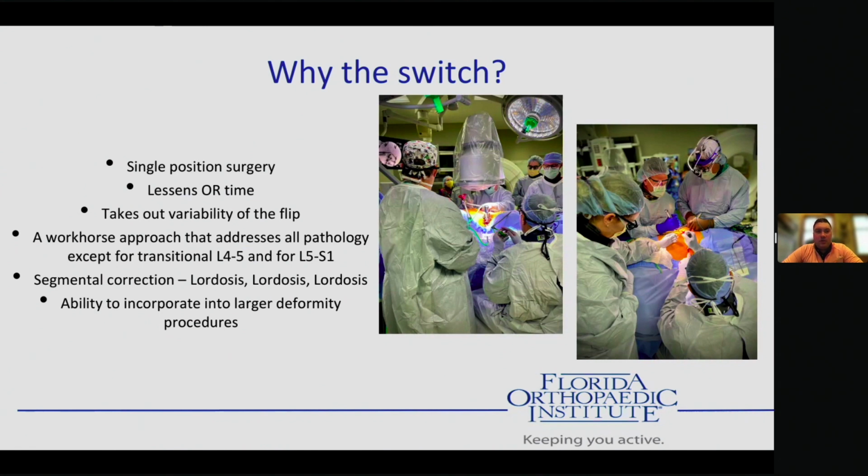flips in your institution. And it's really a workhorse for almost all pathology other than obviously L5-S1 and some transitional L4-5. And segmental correction of lordosis, I think, is a really important component that it allows us to obtain with a lot more ease. And it can be incorporated into our larger deformity surgeries effectively as another tool in our toolbox.